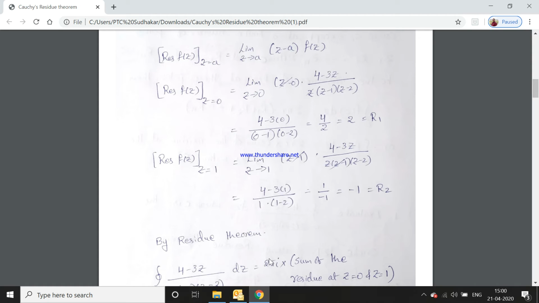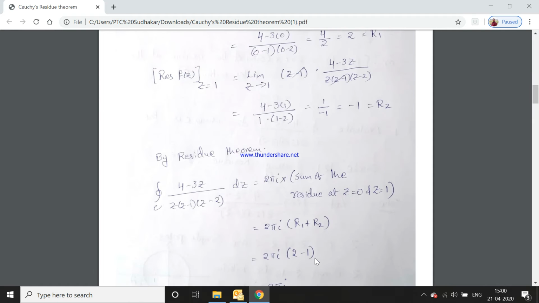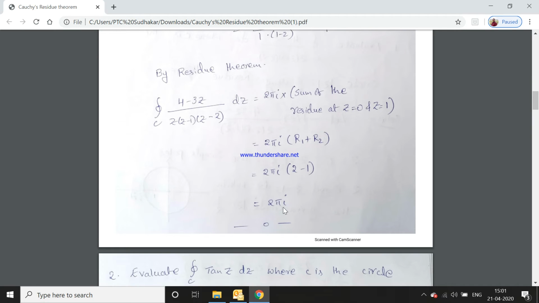By using the residue theorem, the integral over C of f(z) dz is equal to 2 pi i times the sum of the residues. That is, the integral over C of (4 minus 3z) by z(z minus 1)(z minus 2) dz is equal to 2 pi i times the sum of the residues at z equal to 0 and z equal to 1, that is 2 pi i times (R1 plus R2), that is 2 pi i times (2 minus 1). So 2 pi i times 1, the value is 2 pi i. That's it.